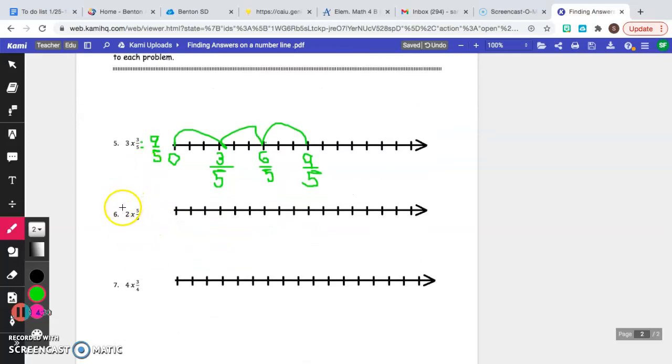Now I want you guys to try 6 and 7. Just like I did, you could number the whole number line, and remember that the denominator stays the same. The numerator is the only thing that changes. You're going to be counting by 5s and 3s again.